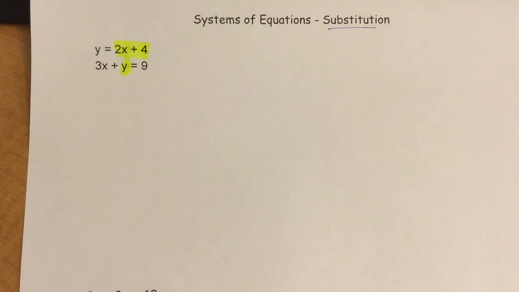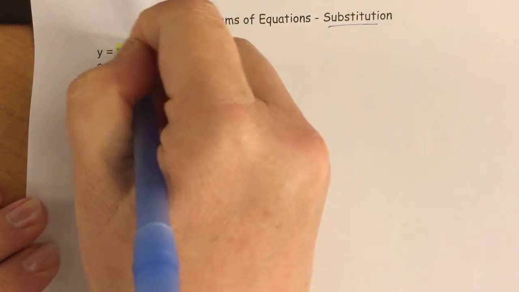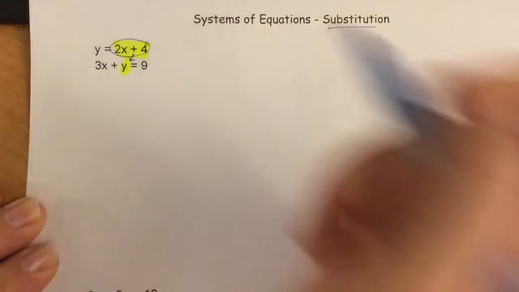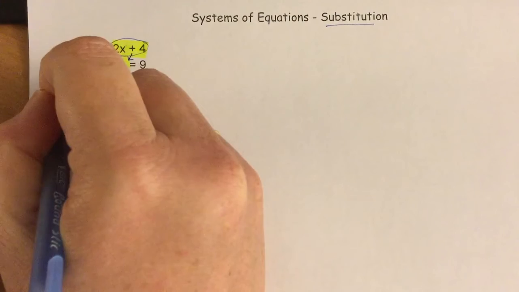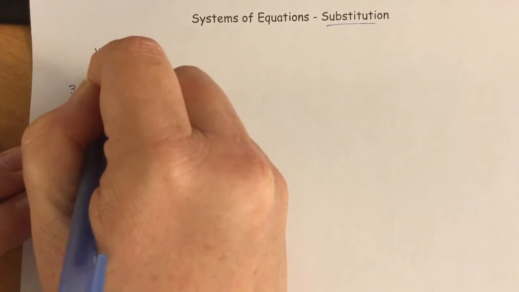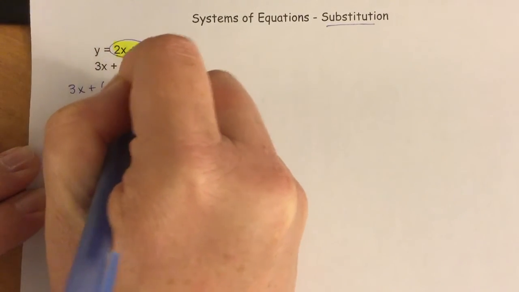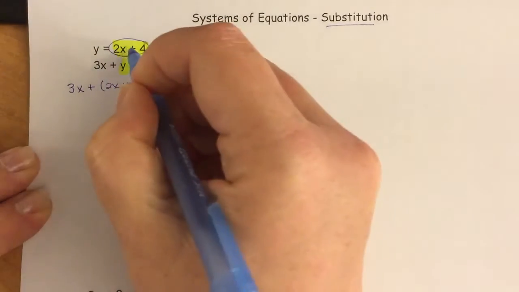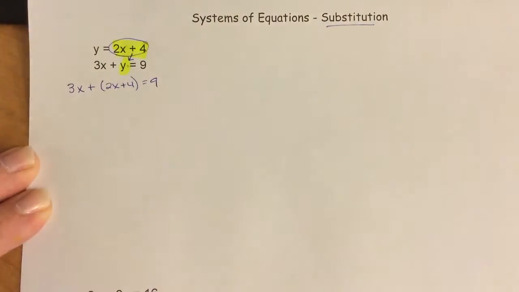So we can replace the y with what it's equivalent to. So we're going to take this piece and plug it in right there for the y. So plugging it in, we have 3x plus, now instead of y, I'm going to write what y is equivalent to. So plus, I'm going to plug in 2x plus 4 equals 9. So I've substituted this in for the y.